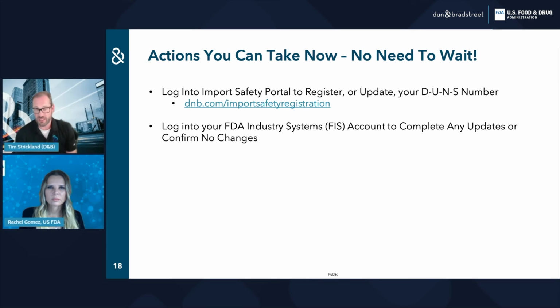You do not need to wait until the biennial registration process begins to update or confirm your registration. So as one last reminder, now is the time to log into the D&B Import Safety Portal to register a new DUNS number or make updates to your existing DUNS number registration for each facility that your organization manages. Additionally, be sure to log into your existing FIS account, or if you need to create a new one, begin that process to either complete any updates to your registration or confirm that there have been no changes to your registration. Again, there is no need to wait until the period begins to complete this information.